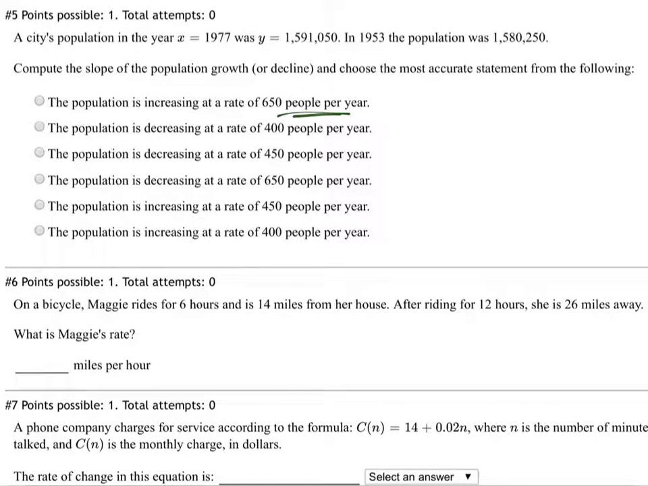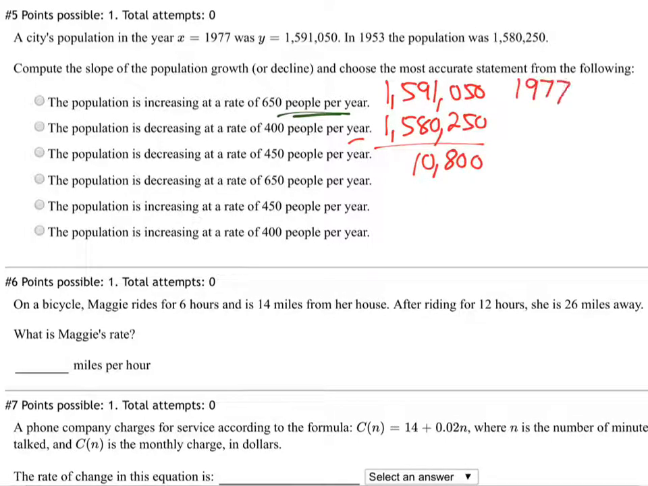Yeah, so basically to figure out the people per year, what we have to do then is just subtract the 1,591,050 minus the 1,580,250. Subtract those. Somebody got that number? Is it 10,800? Okay, 10,800. All right, and then subtract the years. That was 1977 when it had the higher population. 1953 when it had the lower population.